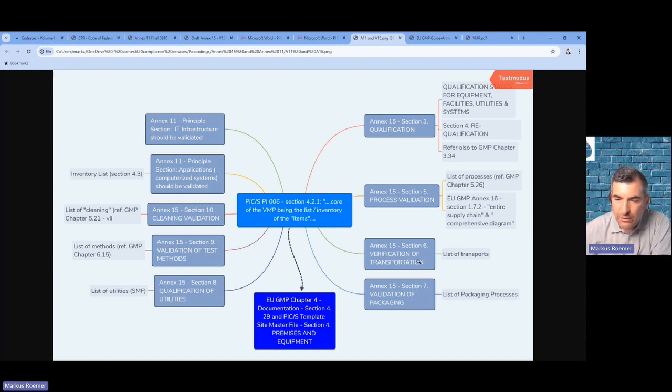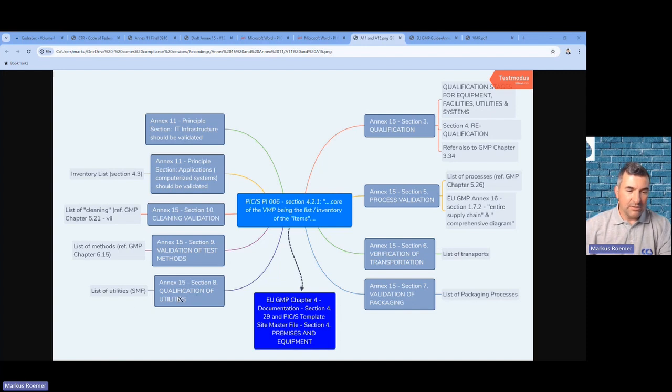Then we have here also in Annex 15, Section 6, verification of transports. Do not talk about validation or qualification of transportation. It is indeed a verification. Okay, we could go into details on that. We don't do that today. Then we have Annex 15, Section 7, validation of packaging. Then you should have a list of your packaging processes for sure, or you combine it with the list of your processes, right? What kind of processes, sub-processes you have in here.